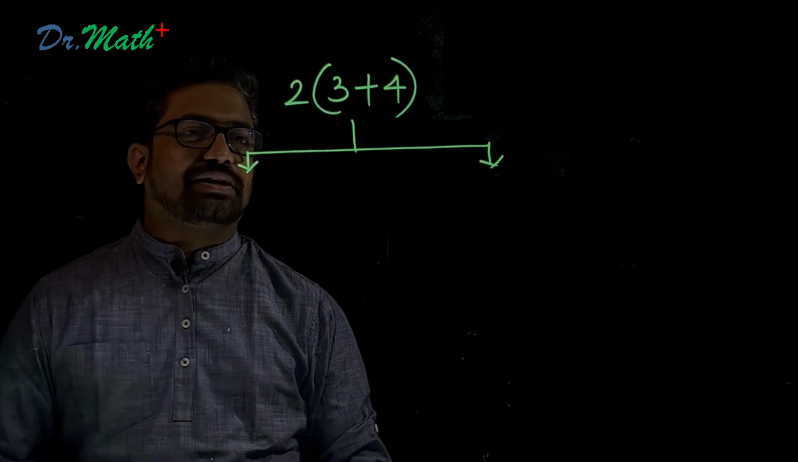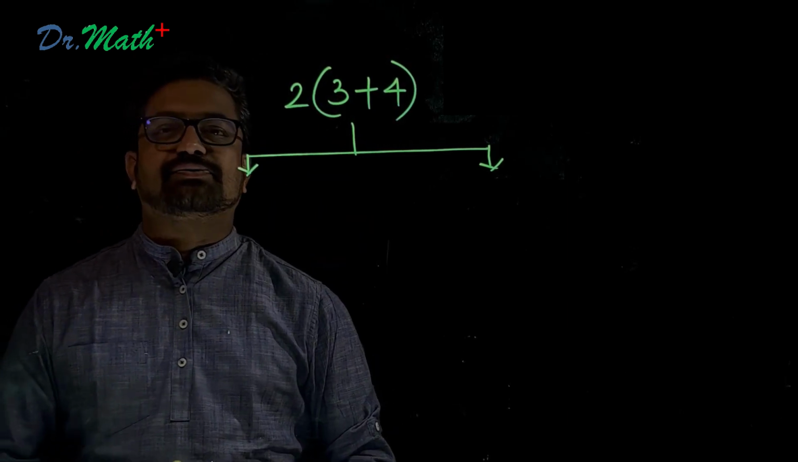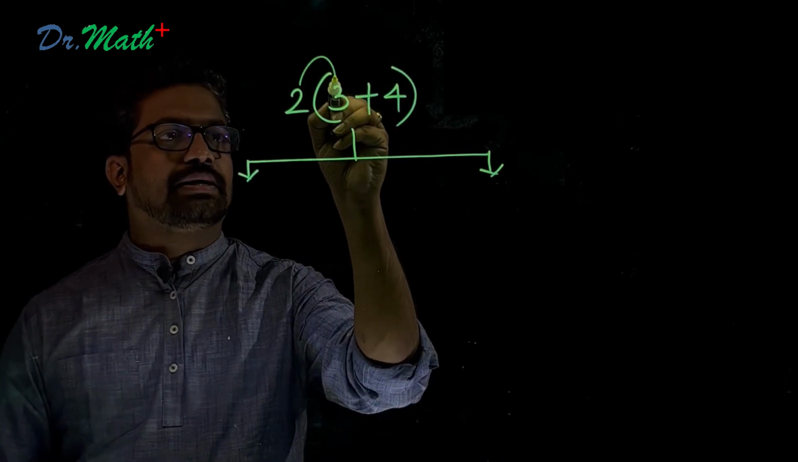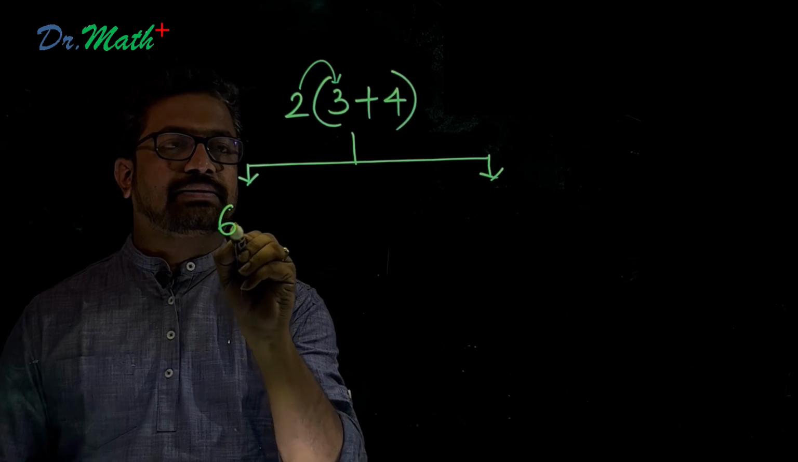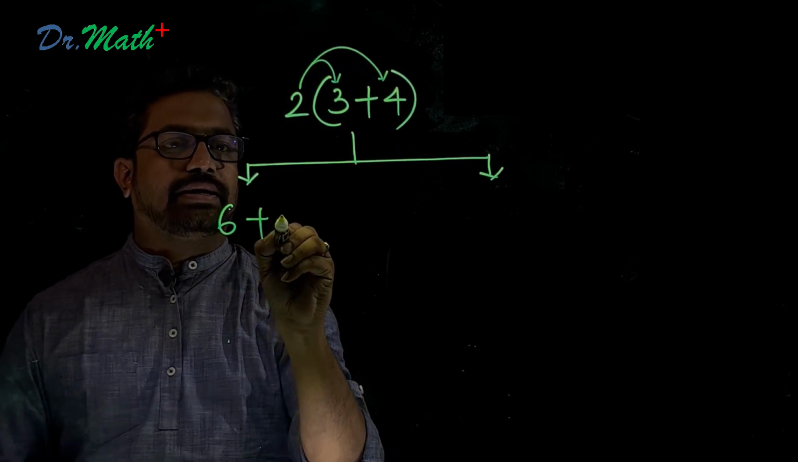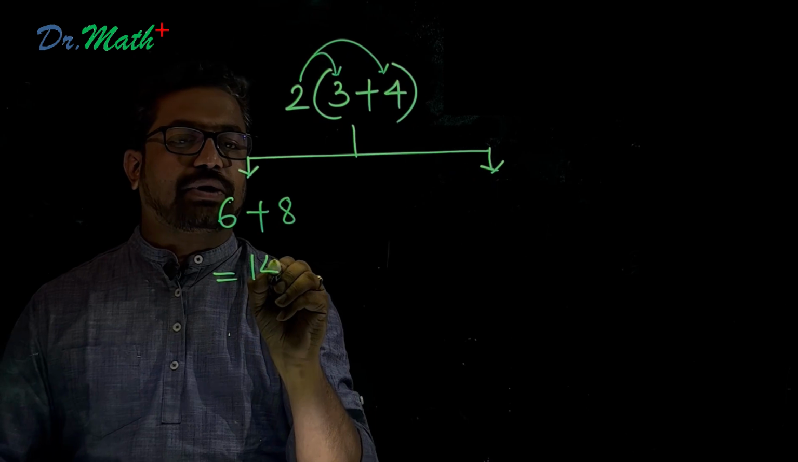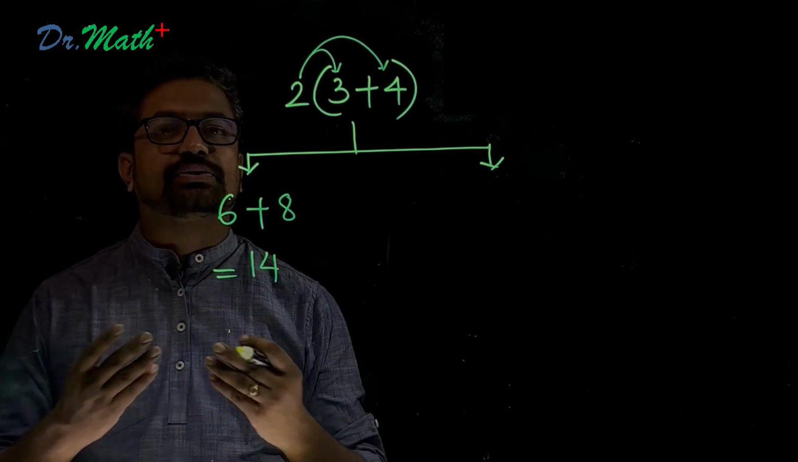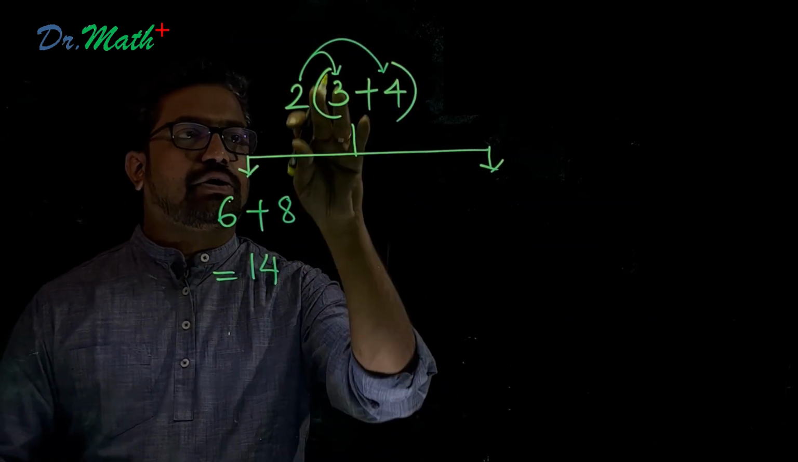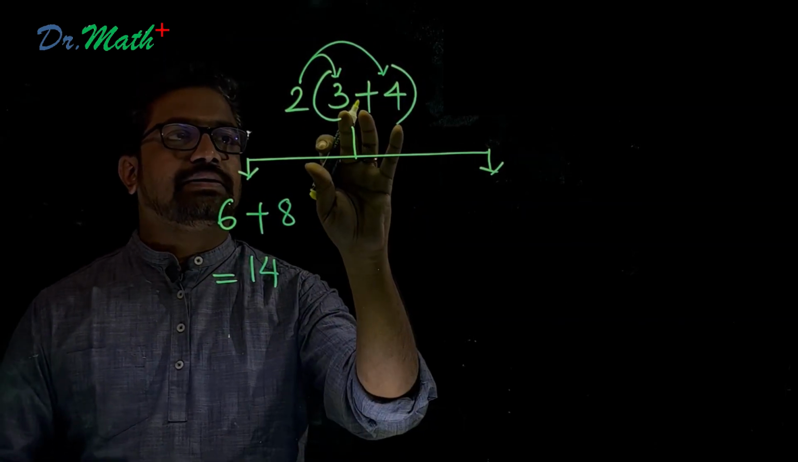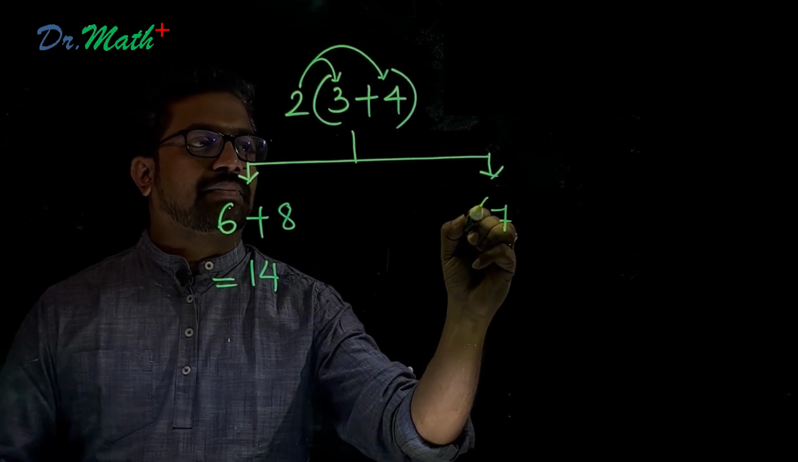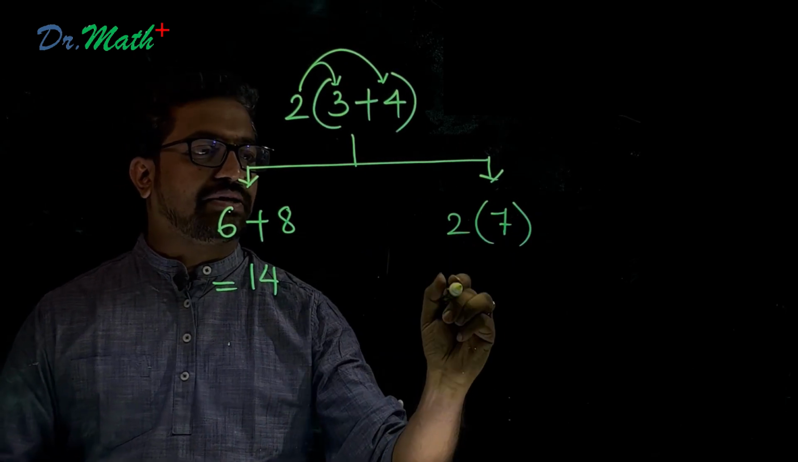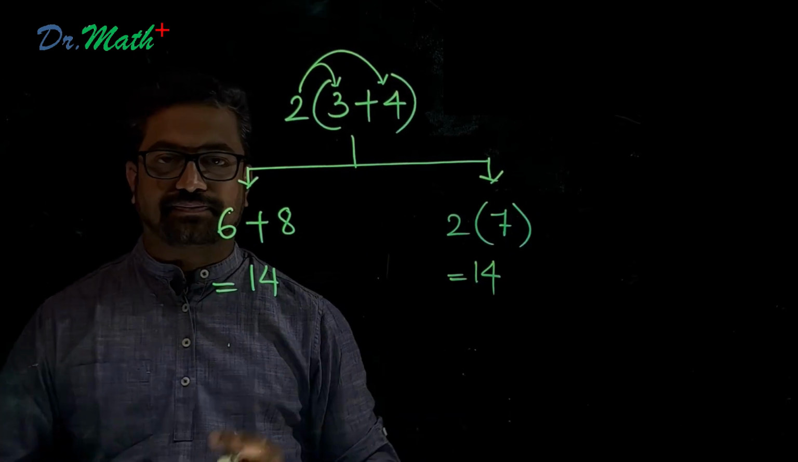Let's come back to the problem that we were discussing. 2 times (3 plus 4). I can do it in two different ways. One is using the distributive property, that is, 2 into 3 is 6, 2 into 4 is 8, 6 plus 8 is 14. This is one way using the distributive property. The other way is using BODMAS rule. That is, we will solve the things inside the bracket first. That is, 3 plus 4 is 7, and we will multiply 7 by the number outside the brackets. That is 2 into 7, that is 14.